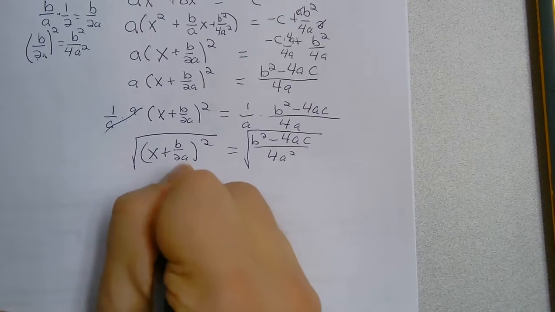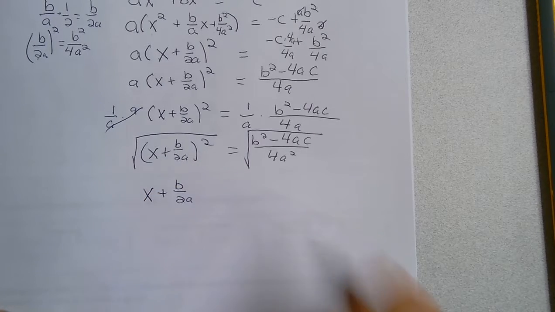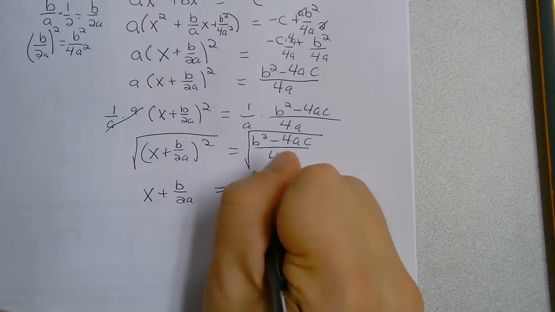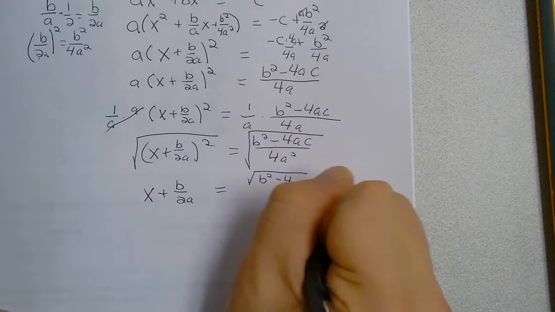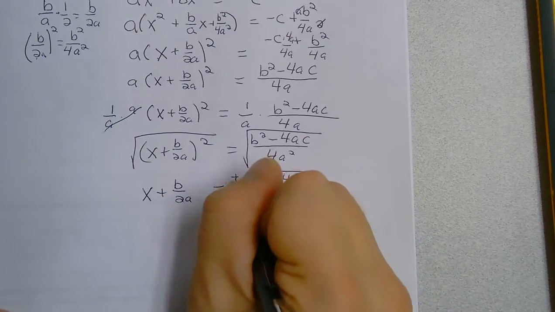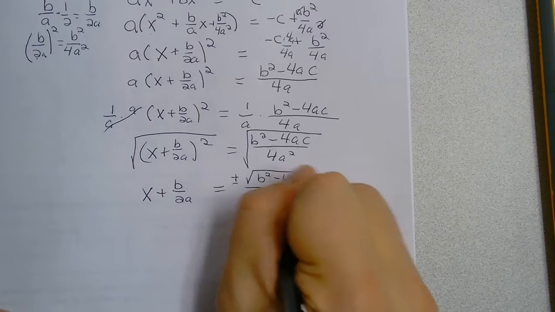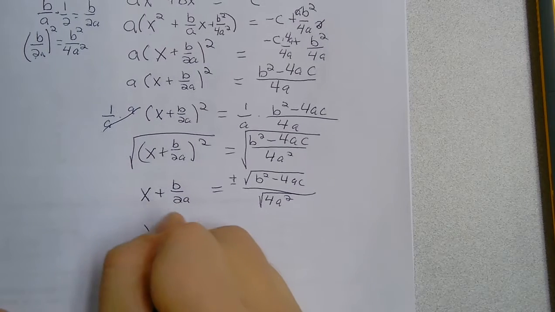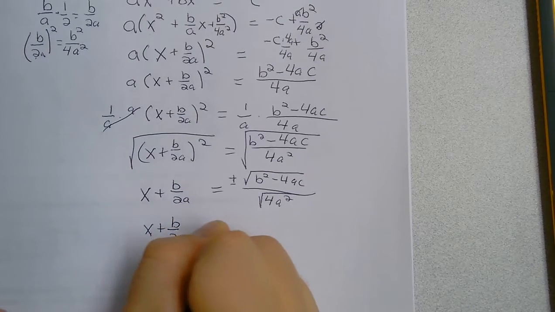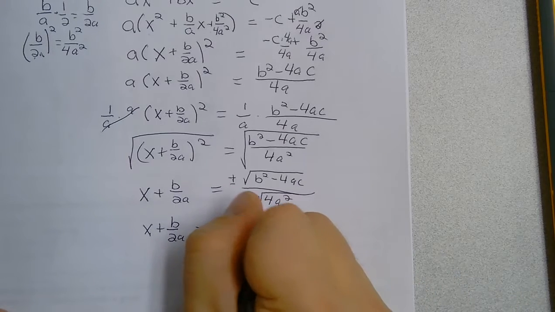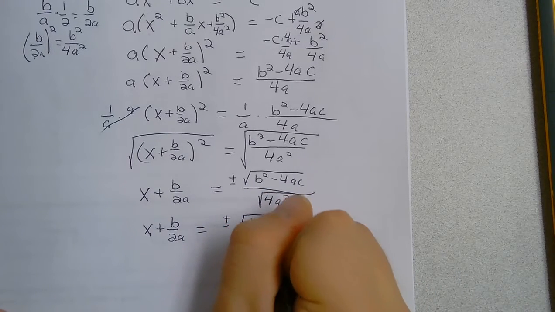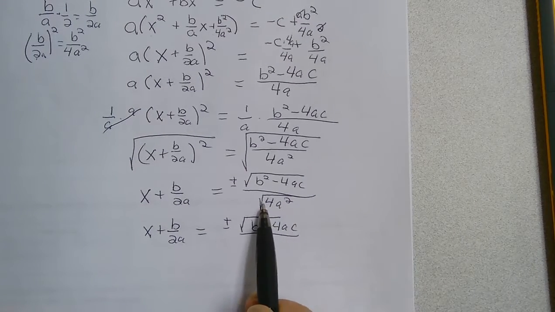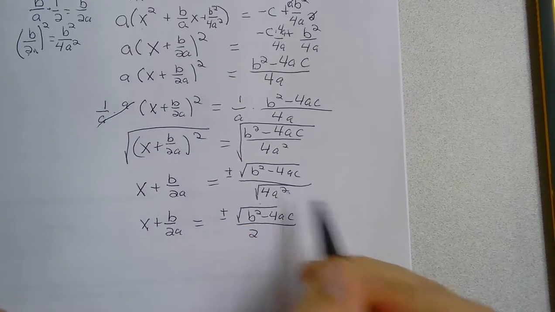So we have x plus b over 2a equals, I'm going to take the square root of the numerator. So the square root of b squared minus 4ac. And then remember, we do our plus or minus. I'm going to keep that in the numerator. And then the square root of 4a squared. So before I subtract this over, we have x plus b over 2a equals plus or minus the square root of b squared minus 4ac in the numerator. In the denominator, the square root of 4 is 2, and the square root of a squared is a.